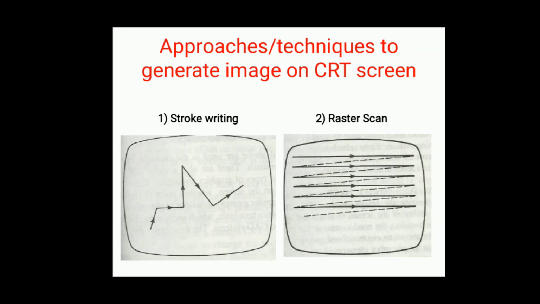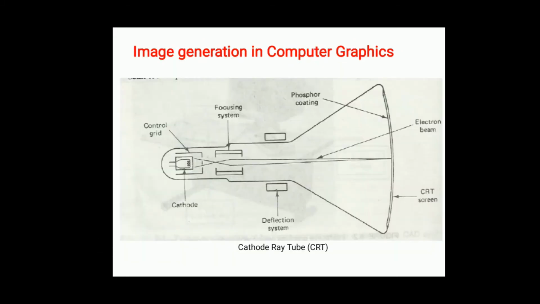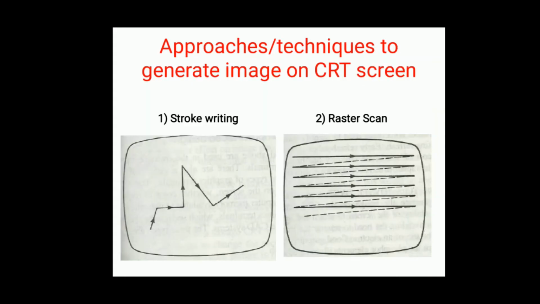There are some approaches or techniques to generate an image on the cathode ray tube screen. First is stroke writing, and second is raster scan. So there are two methods to generate an image on the CRT. We have seen the previous working of this CRT, and by using it we can generate the image by these two approaches, stroke writing and raster scan, for generating the image on the graphics terminal.